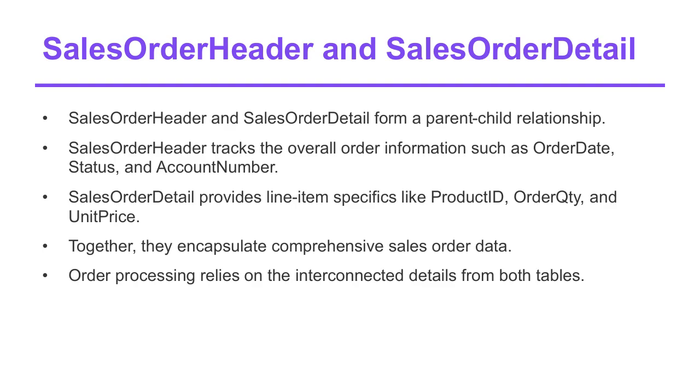By combining these two tables, we get a full picture of a sales order, from general order info to the specific products included. This interconnected structure is vital for smooth order processing because the system relies on data from both tables to manage and track orders accurately.